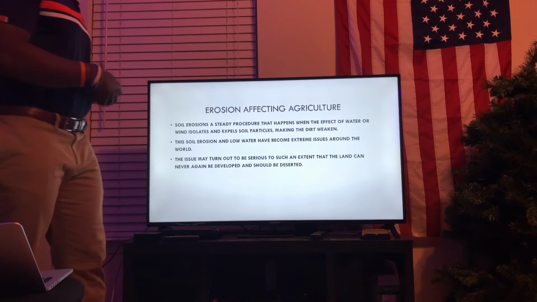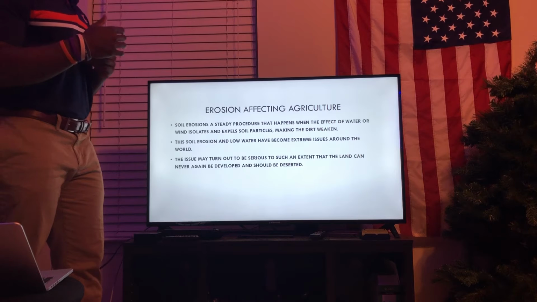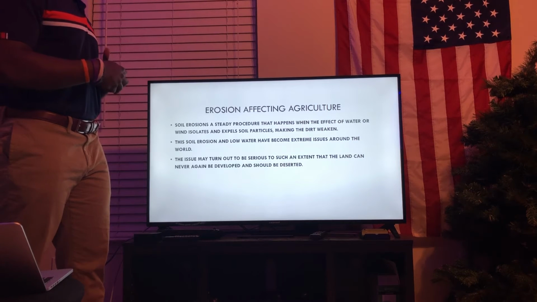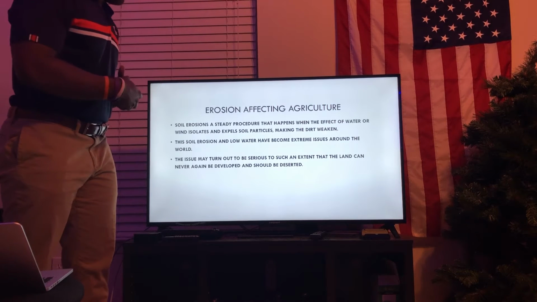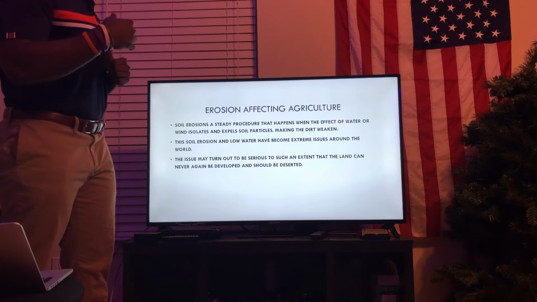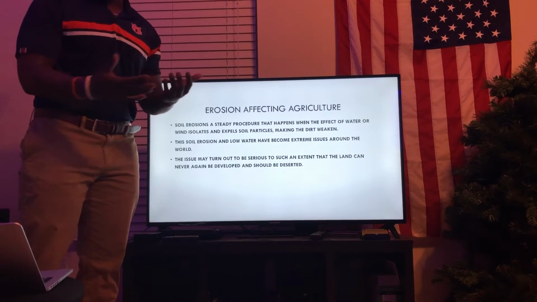Erosion affecting agriculture. Soil erosion is the main thing affecting agriculture right now. It is a steady procedure that happens when the effect of water or wind isolates and expels soil particles, making the dirt weaken. Soil erosion by water has become an extreme issue around the world. The issue may become so serious that land can either be non-usable again or you have to desert it.